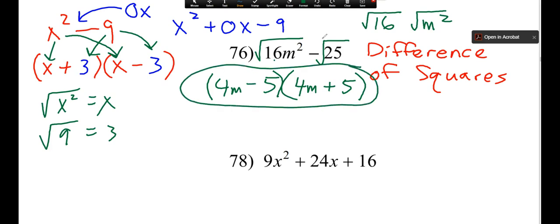So it's exactly like the x squared minus 9. It's just, yeah, it looks a little bit bigger. But, you know, it's the same concept. You're square rooting each of them and putting one positive and one negative. Okay.